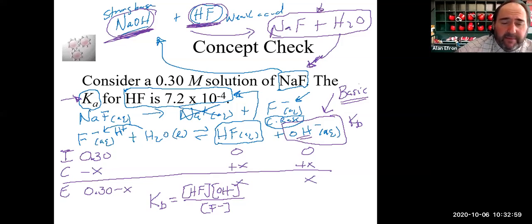It's very common that they give you the wrong K value, and it's very common people don't think in these problems and just roll with the value that was given to them. If you do, you will get it wrong, because we're doing a base type problem here, not an acid type problem.